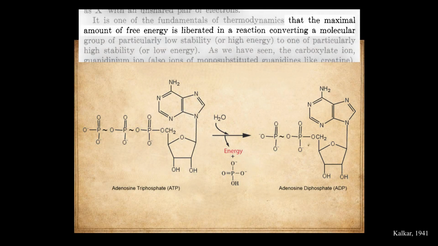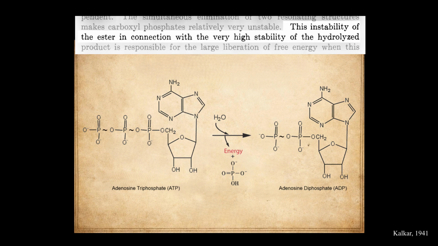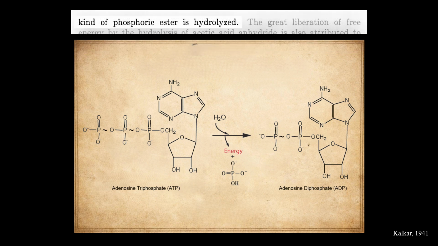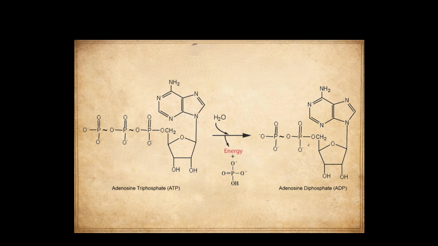Thermodynamic studies also found that a maximal amount of energy is liberated in a reaction converting a molecular group of particularly low stability or high energy, such as ATP, to one of particularly high stability or low energy, like ADP. So the instability of the ATP in connection with very high stability of the hydrolyzed product, inorganic phosphate and ADP, is responsible for the large liberation of free energy when this kind of phosphoric ester is hydrolyzed. So in other words, the transfer of phosphates from ATP is energetically favored because the molecules it produces, phosphate and ADP, are more stable than ATP.